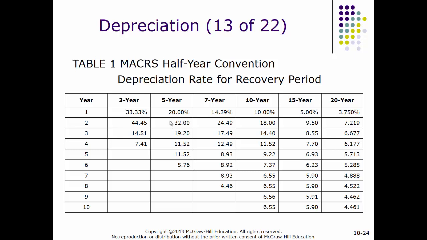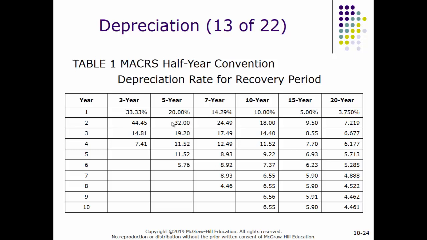So let's take a look at a 5-year asset in year 2. In year 1, we deducted 20% of 100. That leaves 80%. 80% divided by 5 is 16%, and that's the straight line rate of depreciation. We're able to double that to 32. So in the second year, we take 32% of the asset's original cost. We do not have to take another half year of that because it's not the year of acquisition. So the tables do build in half of the full year's rate in the first year and in its final year.